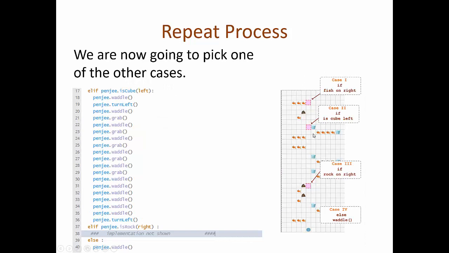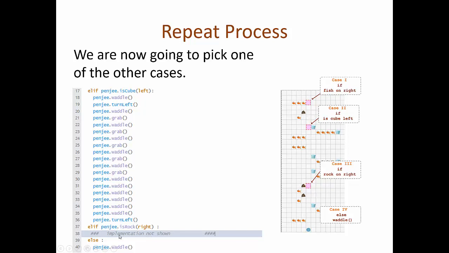Right, so you're going to add an elif. I can't fit all the code anymore in here, but here's the elif is cube left, and you can see that here's all the code. And the last thing you're going to have to do is deal with the final case where there is a rock on the right. Again, implementation not shown. I'll let you write the code for that, but that will be the final elif that you'll need.